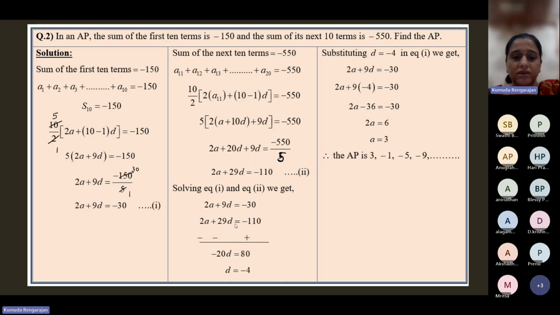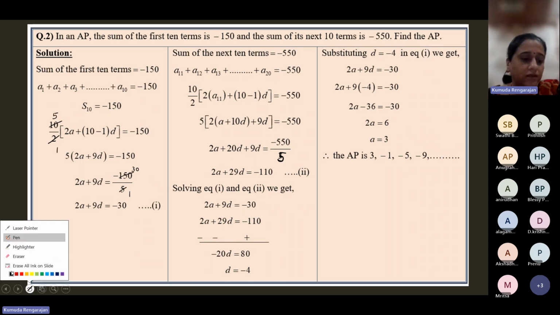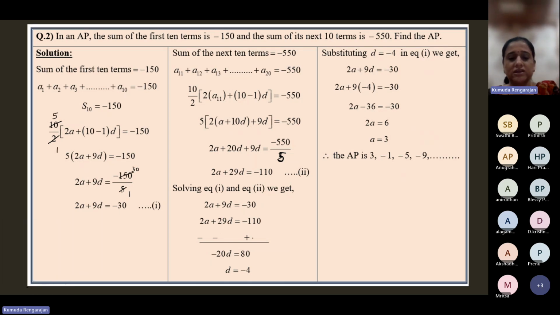You'll have to write the equations one below the other, and then change the signs throughout in the second equation. 2a minus 2a gets cancelled because it is 0. Then plus 9d minus 29d is minus 20d. Minus 30 plus 110 is plus 80. So d is equal to minus 4.